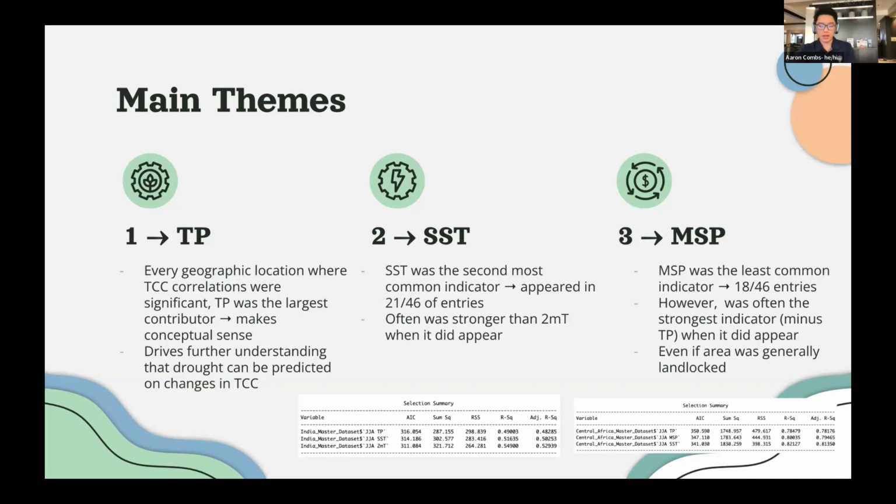Secondly, and this time a surprising result, is that sea surface temperature was the second most common indicator, appearing in 21 out of 46 entries. And when it did appear, it was often a stronger indicator than 2-meter temperature, suggesting that oceanographic dynamics are a critical factor in the analysis of clouds and precipitation. And finally, while mean sea level pressure was the least common indicator, it was often the strongest indicator when it did appear, even if the area was generally landlocked, such as Central Africa.